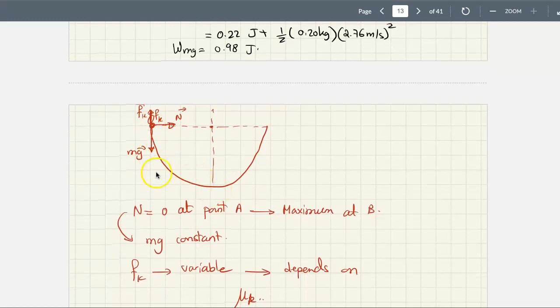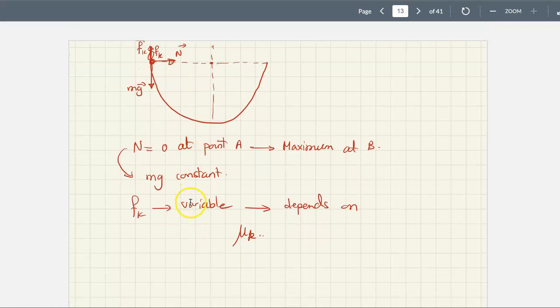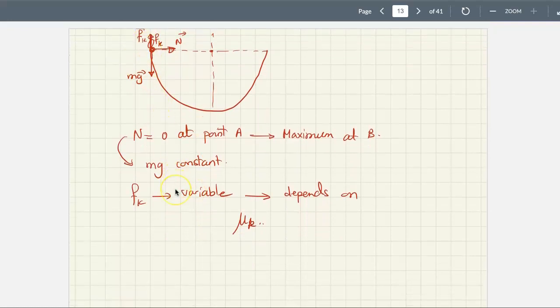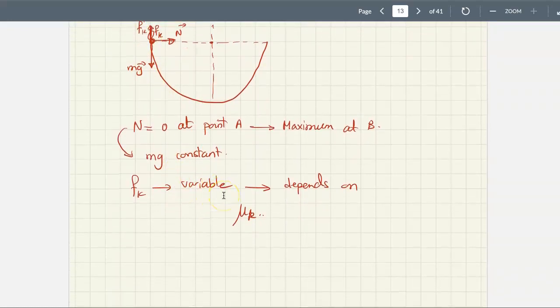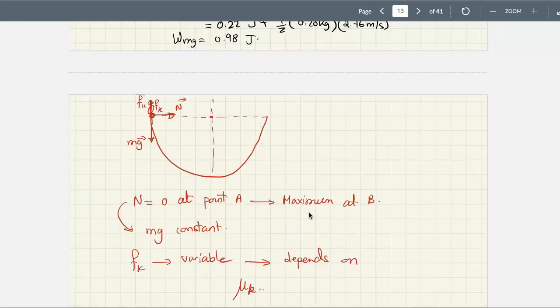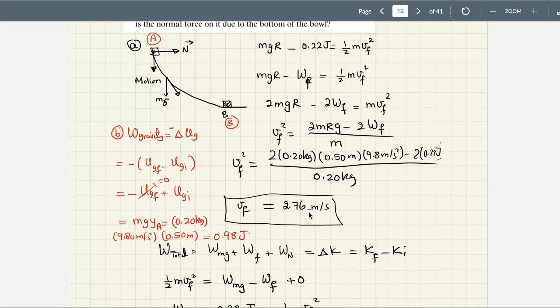Now, mg is going to be constant, and it is always pointing downward. Fk is going to be variable because it will depend on the normal, right? Because it depends on the normal, then mu k times the normal, and since the normal is changing, then Fk is going to be variable.